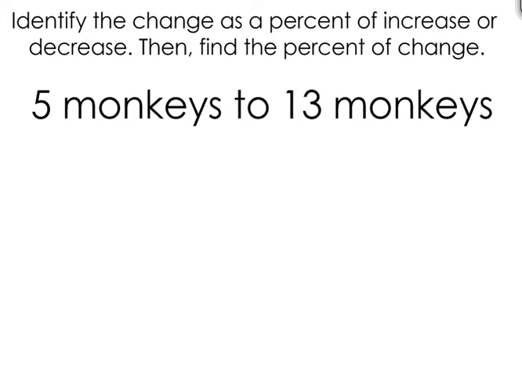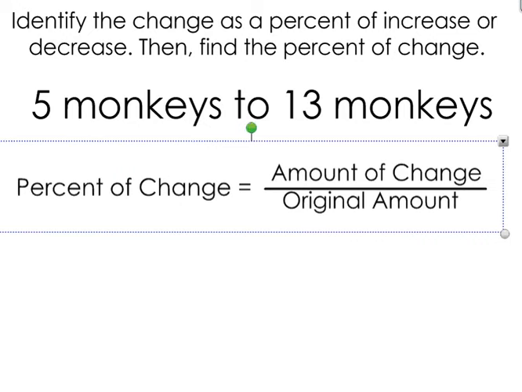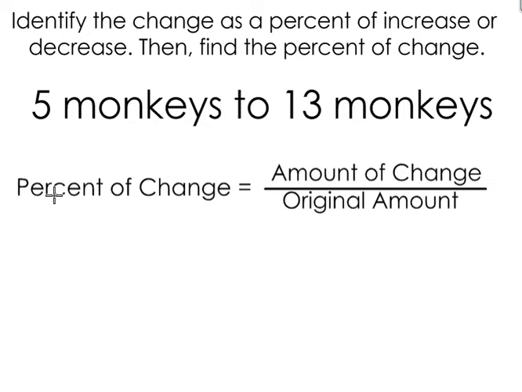Okay, third example of percent of change. We're looking at 5 monkeys increasing to 13 monkeys. So again, start with your formula. The amount of change will be 13 minus 5, and always just put the bigger number first when you subtract, so do the absolute value of how much it changed by. And then we're going to divide by the original amount of 5.